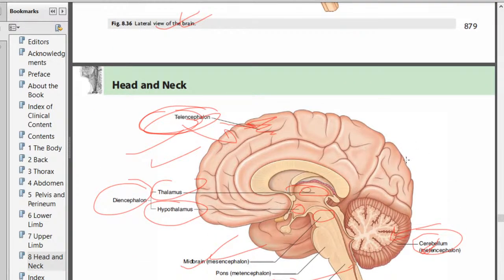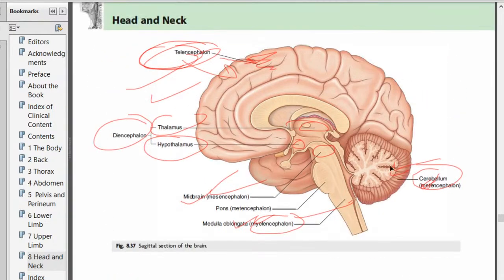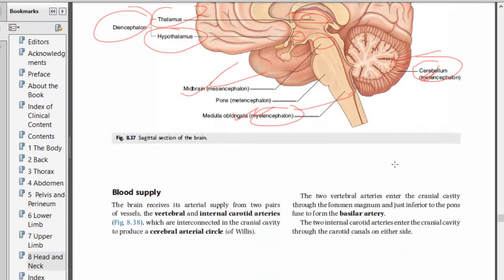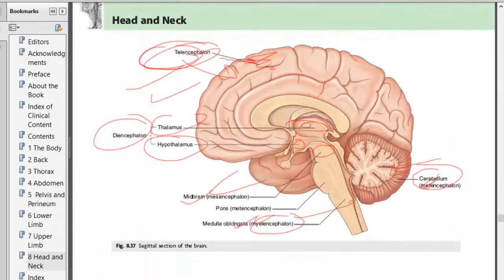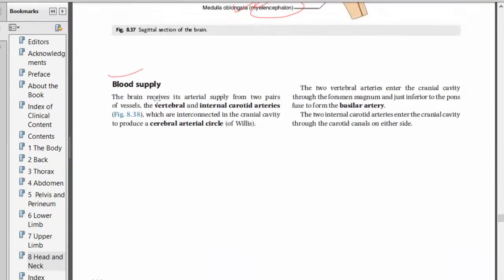So we already knew the development of this thing, but what is the importance of knowing the development of the brain in order to know the blood supply? So let's see. Here we come to the blood supply.